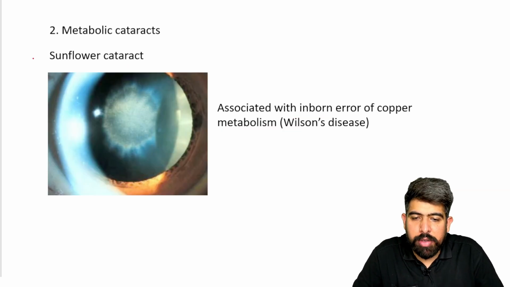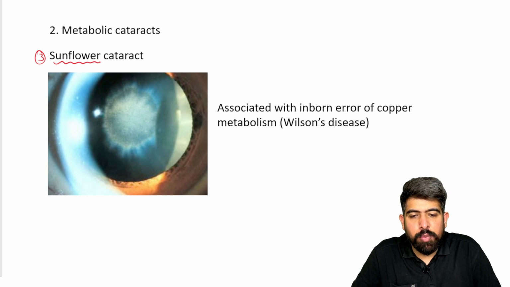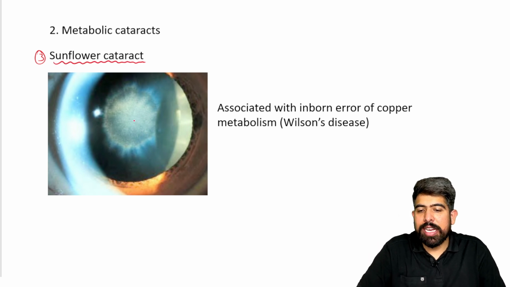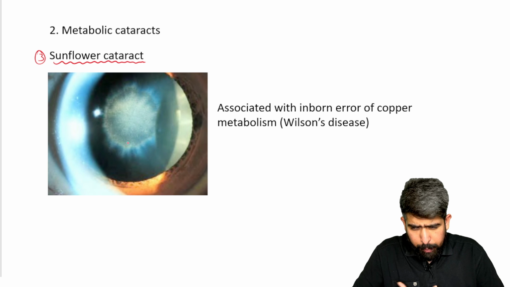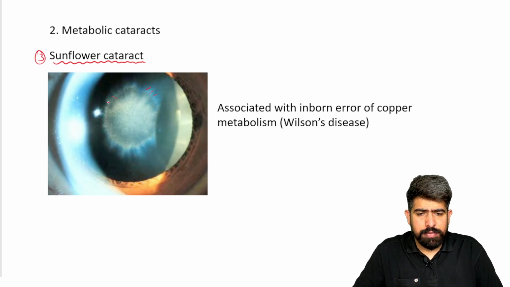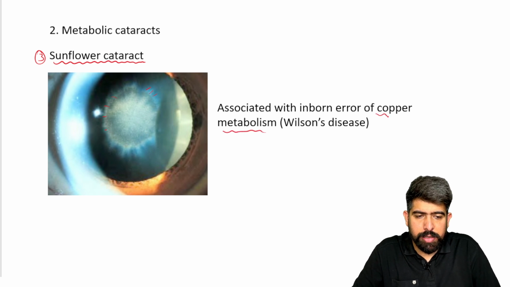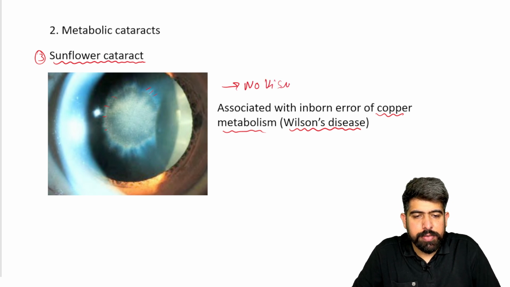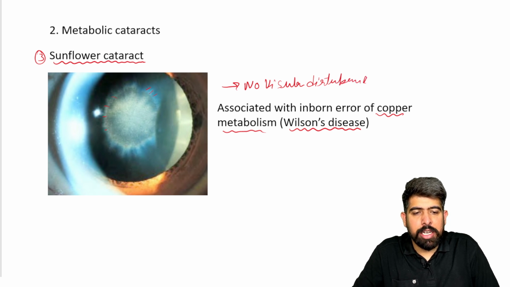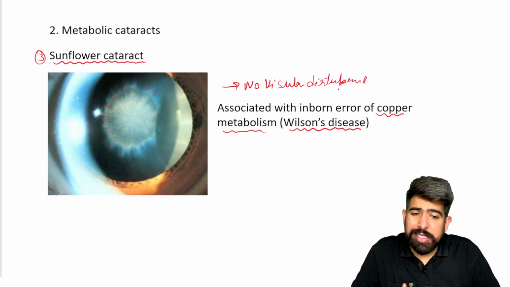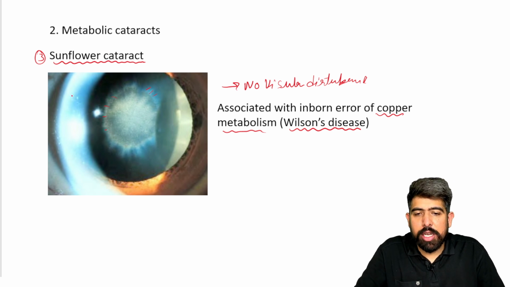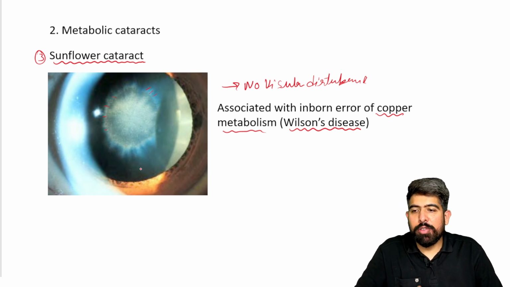The third one in the metabolic cataracts is the sunflower cataract. In the sunflower cataract, it looks like a sunflower, with a big base and small petals around it. It is associated with the inborn error of copper metabolism, which is known as Wilson disease. The important thing is that this has no visual disturbance. The patient does not have any visual disturbance due to this sunflower cataract. So this is a type of metabolic cataract.